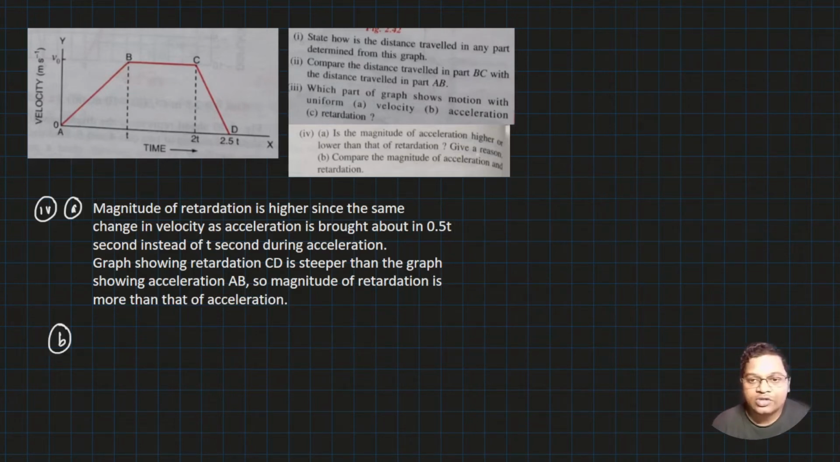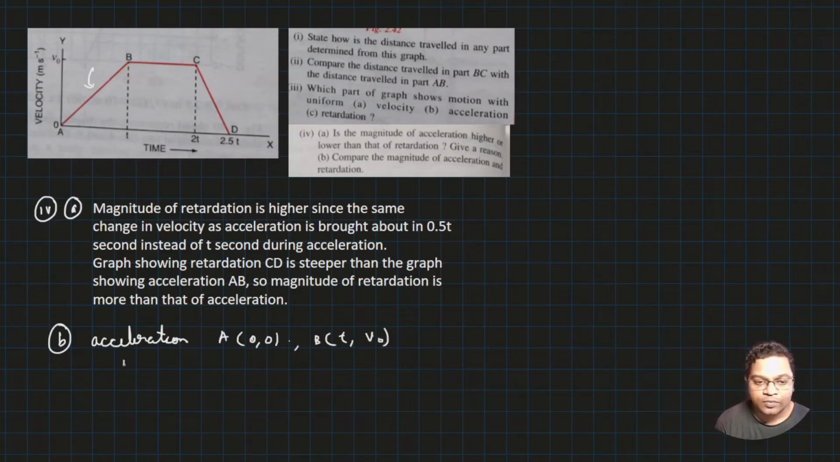Part, they are asking us to compare the magnitude. That means we have to calculate the acceleration and retardation. So first, to calculate the acceleration, we need two coordinates. We need to find the slope, and at point B, it is t comma v0. So acceleration is y2 minus y1 upon x2 minus x1. It is v0 over t.